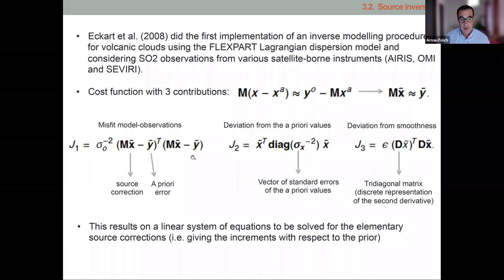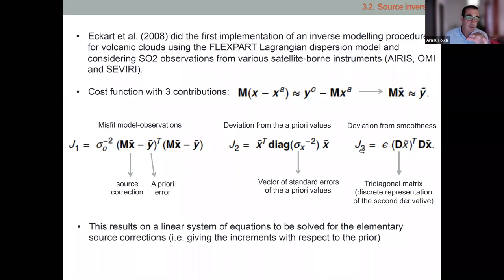And they consider here, for example, the misfit that we have between models and observations. So this is what we look for. We look for the corrections that we have to apply. This is the unknown of the resulting system. This is the correction that we have to apply to these sources, knowing the a priori error, trying also to minimize the deviation from this a priori value. And in this case, they also impose by definition that the resulting distribution has a minimum deviation from smoothness.